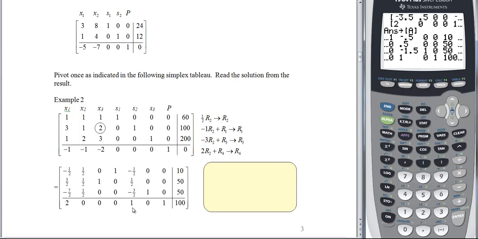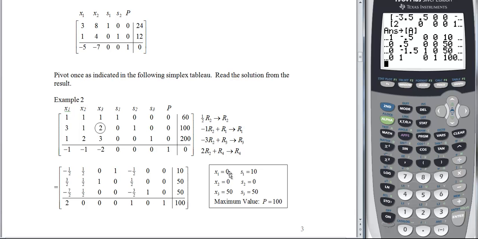s2, not a Gauss-Jordan column, s2 is going to be 0. s3 is a Gauss-Jordan column. See where the 1 is? Follow it straight. s3 is equal to 50. P is a Gauss-Jordan column. P is equal to 100. So let's see if that's what I've got right here. So x1 is 0, x2 is 0, x3 is 50, s1 is 10, s2 is 0, s3 is 50. Maximum value, P is equal to 100.